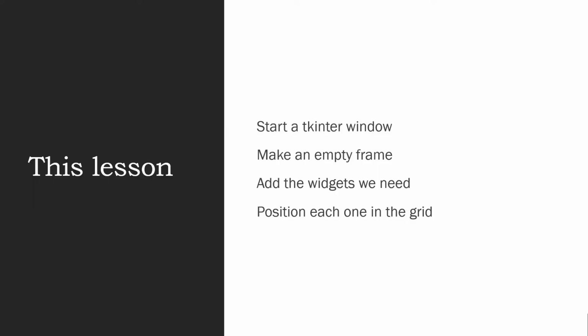In this lesson, we're going to start a tkinter program that opens a small window on the screen. We're going to make an empty frame in that window, which will be like the drawing board, and then we're going to add widgets to that frame, positioning each one using the imaginary grid. A good way to do this would be to follow along, building your own interface alongside my work.